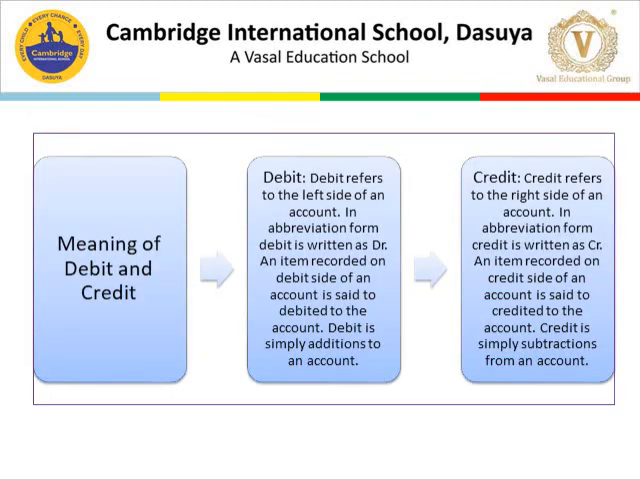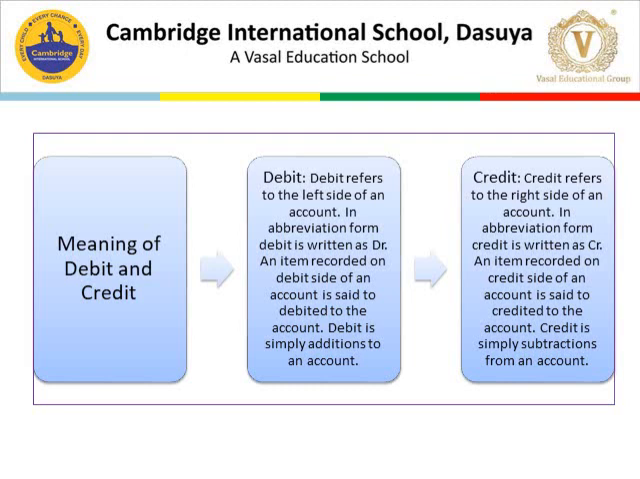Next, meaning of debit and credit. Debit means it refers to the left hand side of an account. In abbreviation form, debit is written as DR. An item recorded on the debit side of an account is said to be debited to the account. If you are going to record any item on the debit side of an account, it will be said the item is debited to the account. Debit is simply addition to an account. Whenever you are writing any item on the debit side, it means it is added within the account.